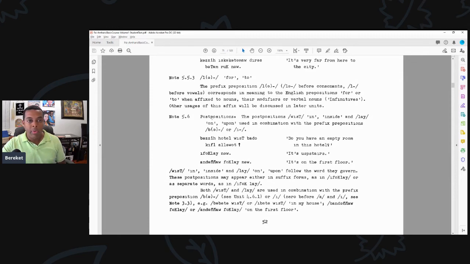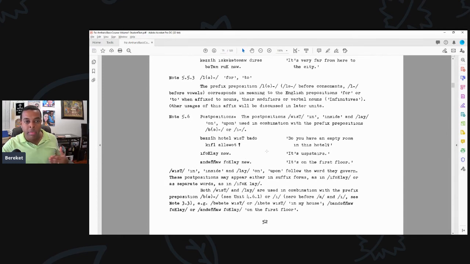And then 5.6, you have postpositions. These are a couple of words: wist, which means in or inside, and lie, which means on or upon. And these get added on to nouns that they're governing. So in the case of wist, Bazi Hotel Wist, inside this hotel, are there any rooms? Baro kaful alwat, are there any empty rooms?